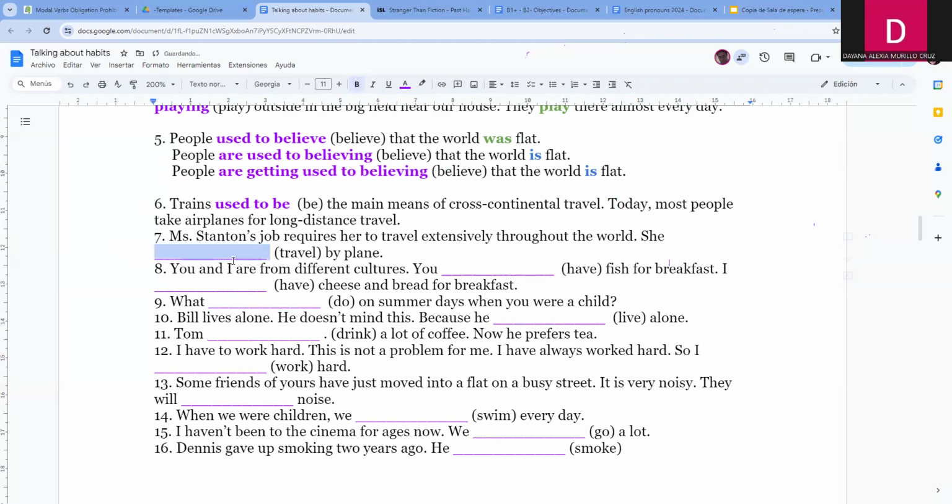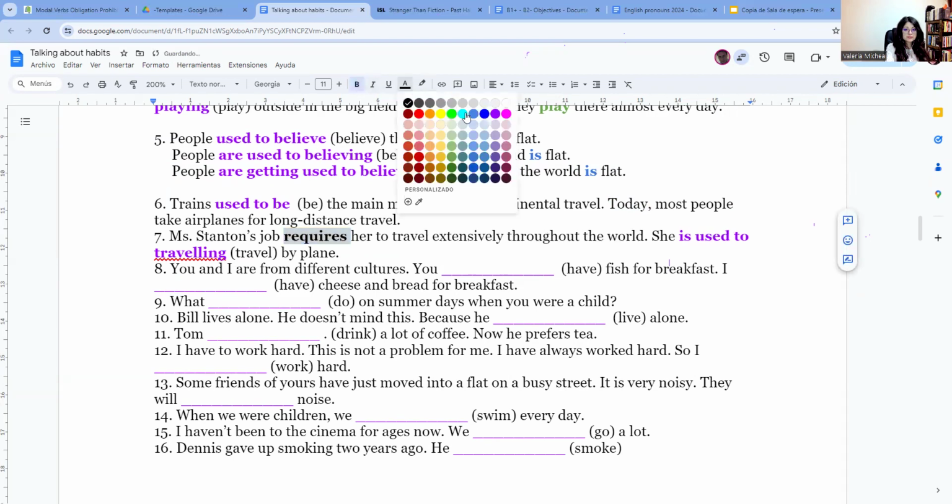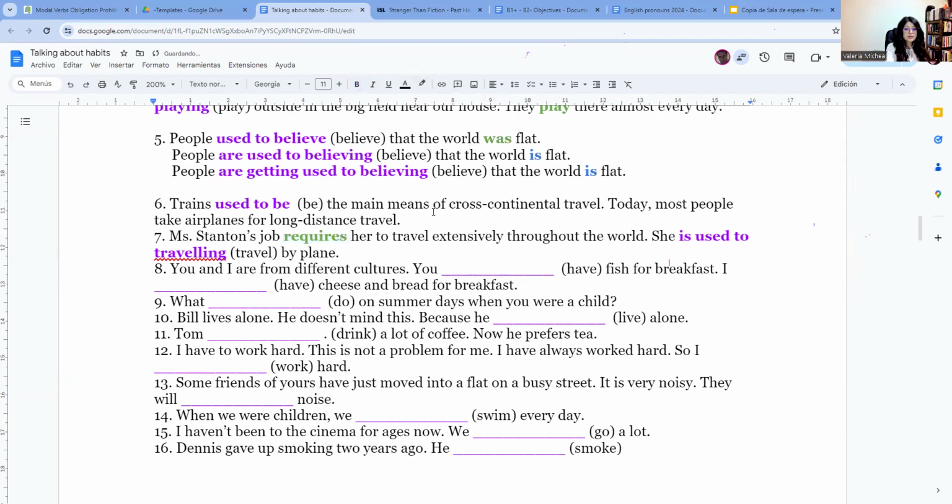Is used to traveling. Yeah, there you go. Thank you very much. She is used to traveling by plane. So why do we know she is used to? Because the job requires it. This is the present. Let me mark it. Right, so it's the present. She is now in the present, used to traveling by plane.